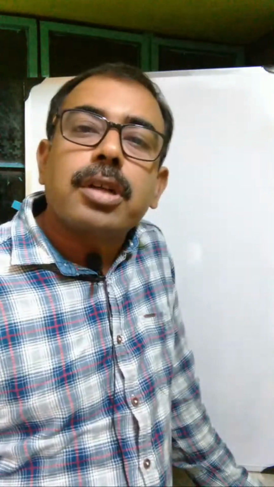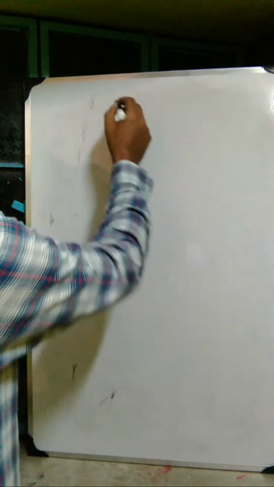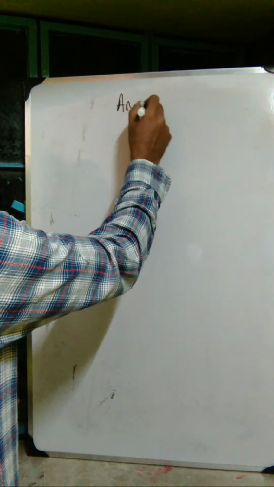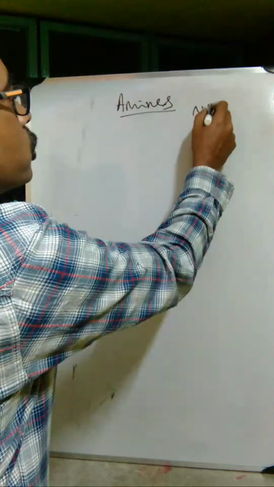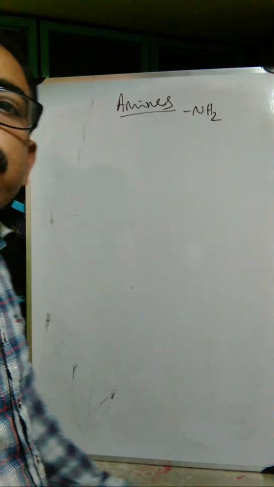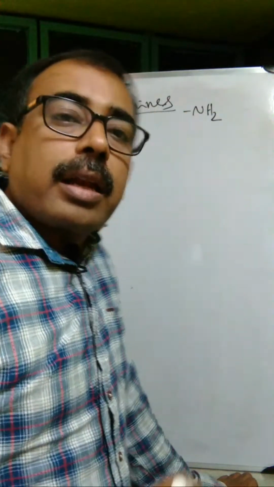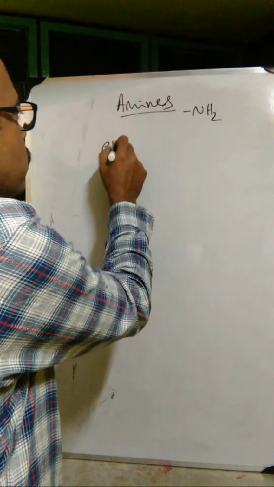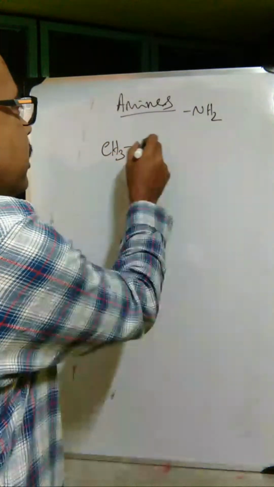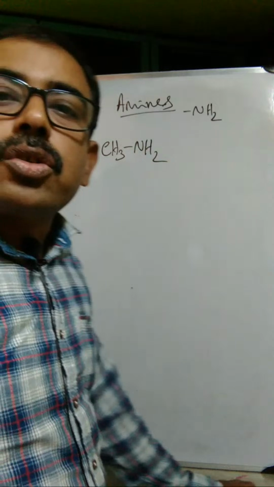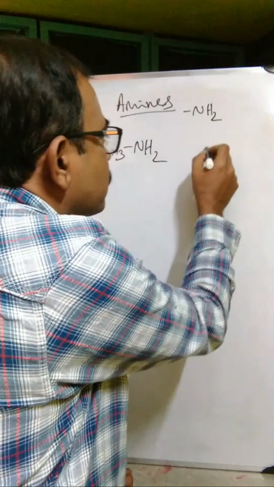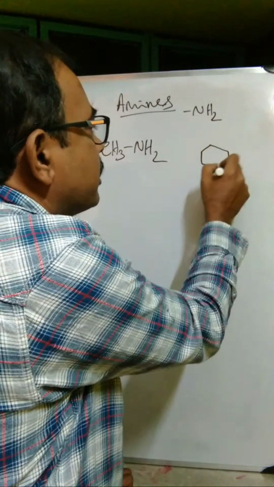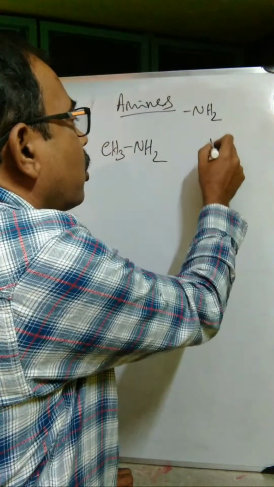So what are amines? Amines means the functional group NH2. Now, when this NH2 is attached to an alkyl group, that is CH3NH2, this is an aliphatic amine, and when this NH2 is attached to a benzene ring, then this compound is called an aromatic amine. So amines may be aliphatic or aromatic.